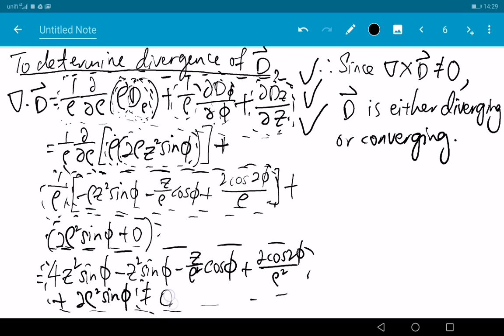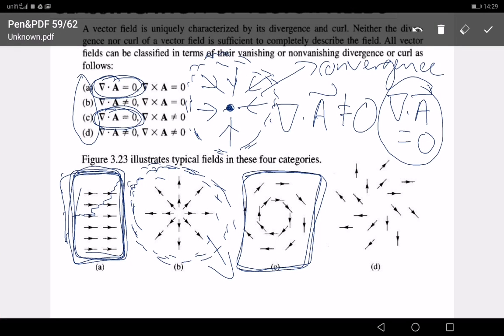Again, it is not equal to 0. In video 5, I told you that if it is not equal to 0, it means that it either diverges or converges. Still remember the extra tip that I provided in the previous video? If the divergence of vector field A is equal to 0, what is the possible diagram that you need to draw? Check A and C, isn't it? So it refers to this figure or this figure.